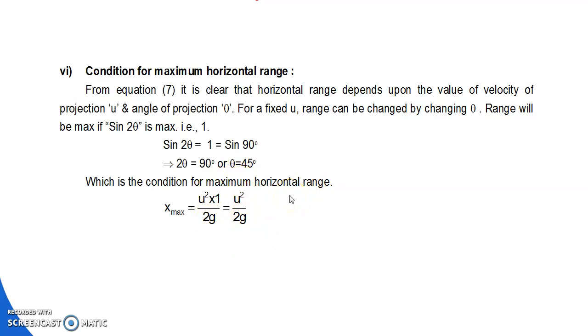So there is a 2-mark question. What is the 2-mark question? The question may be asked like this: write the condition for maximum horizontal range. At what angle should a projectile be projected so that it would cover maximum horizontal range? So your answer will be 45 degree. You only have to write 45 degree.